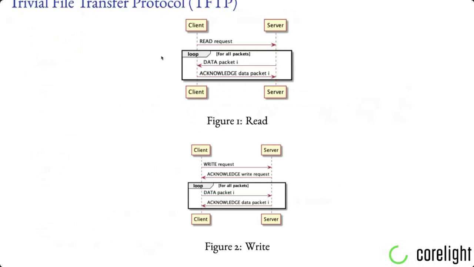Or a similar write request, which flips that around, where a client tells the server that it wants to upload or write a file to the server, right? So these are the flows that we would want to analyze. There would be multiple packets involved that would be sent back and forth, and they would have different structure as well, right?